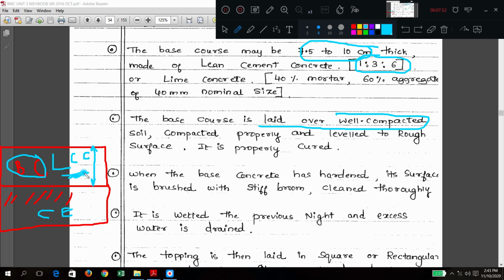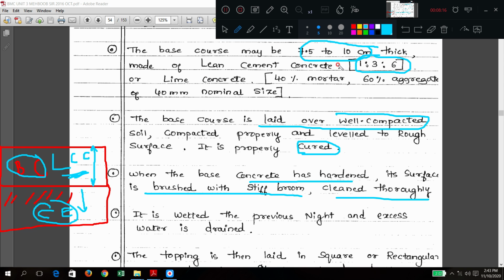The base course is laid over well compacted earth that I have shown in the diagram. So this base course, lean cement concrete, is laid over well compacted earth, and it is cured first. That is why it is written here. Whenever concrete is there, it requires moisture to cure or to get hard. When base concrete is hardened, its surface is brushed with a broom and cleaned thoroughly.